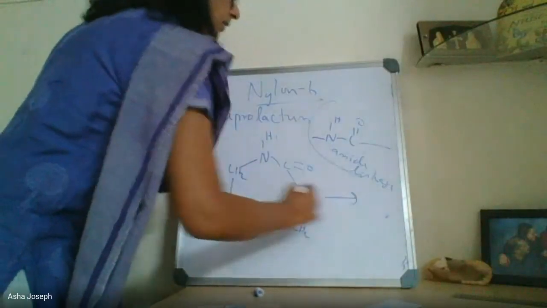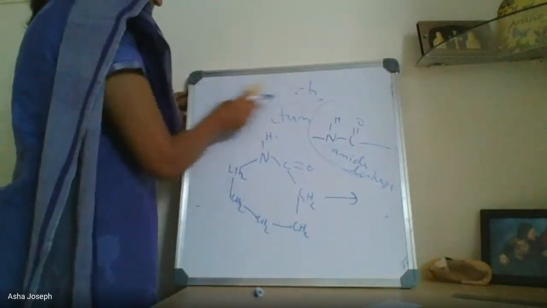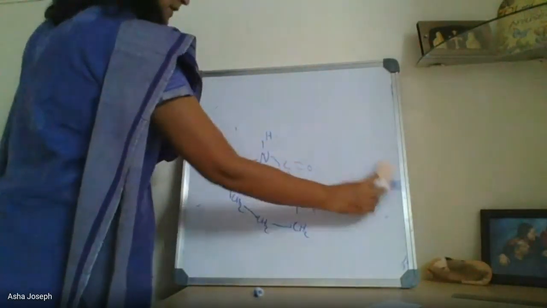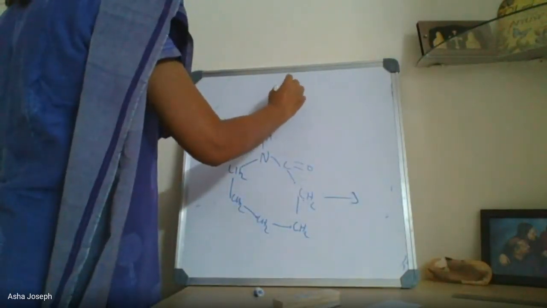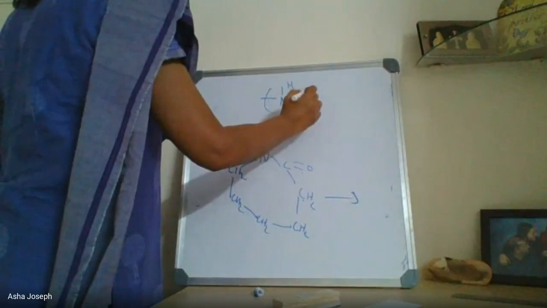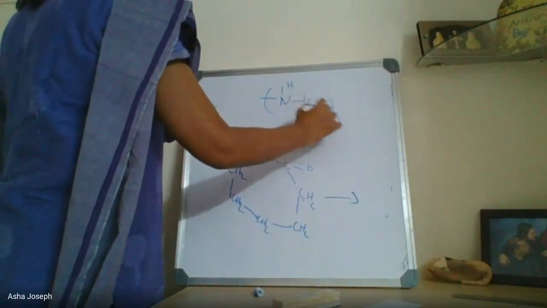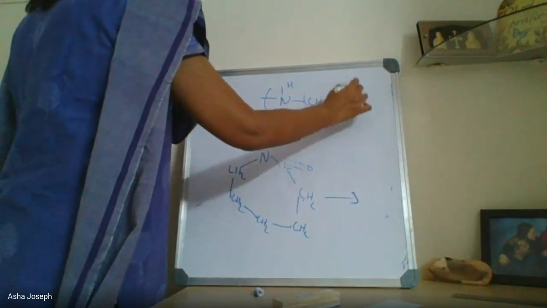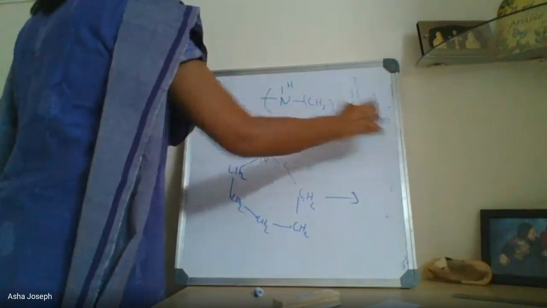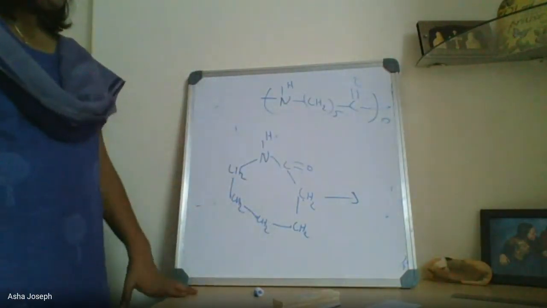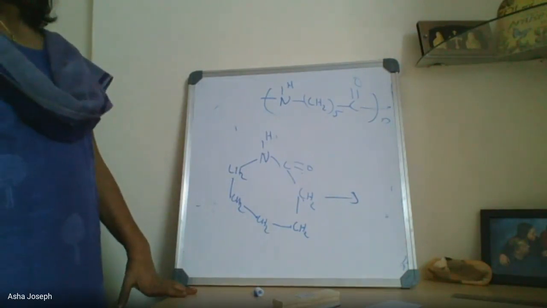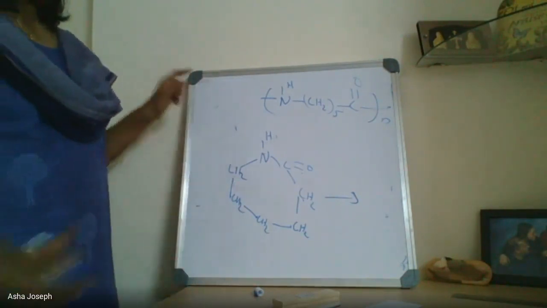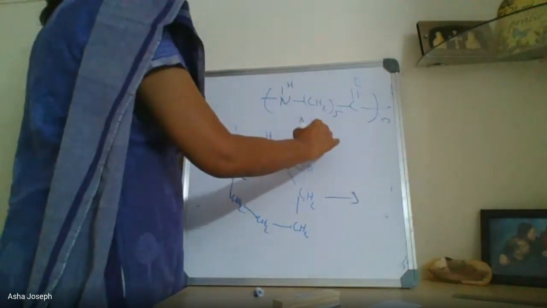Done, ma'am. So this on polymerization, I will write the polymer on top. Polymer is easy. So NH on one side, CH2 five times, C double bond O on the other side, n times. This is nylon 6.